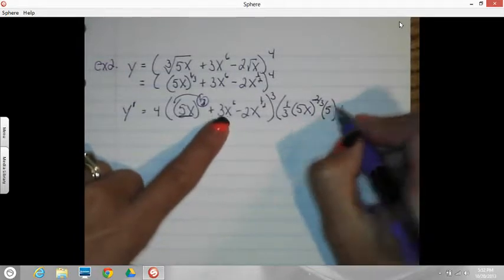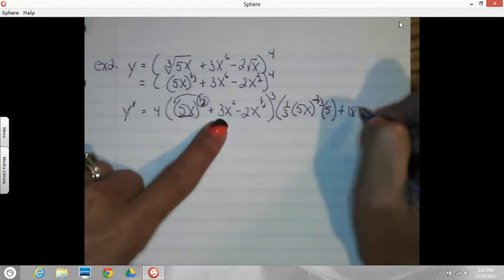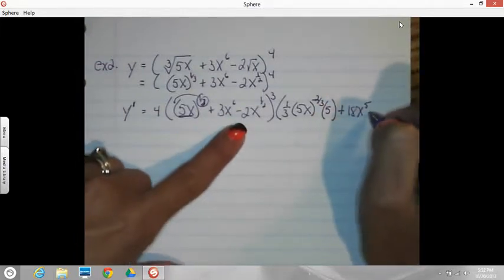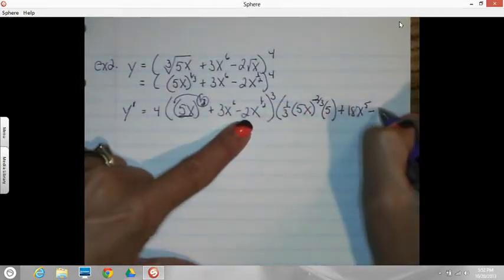Here, for the derivative, I do the power rule: 18x to the 5th, minus 2 times a half is 1, x, subtract 1 from that, I'm going to have negative 1/2.